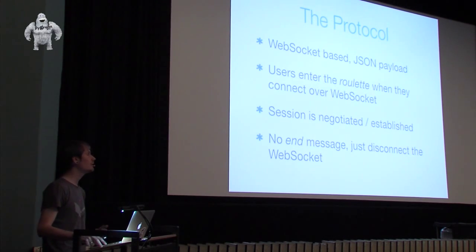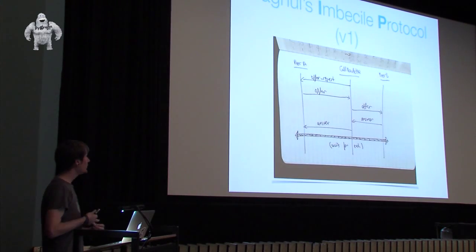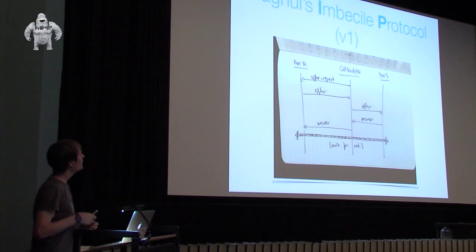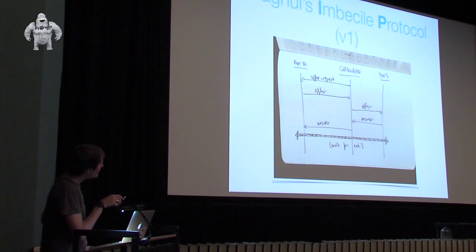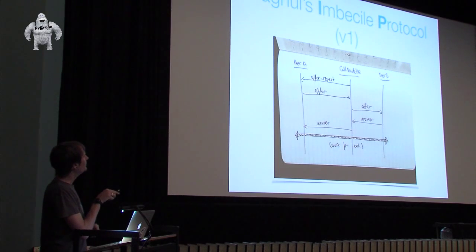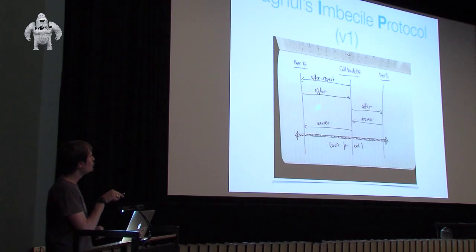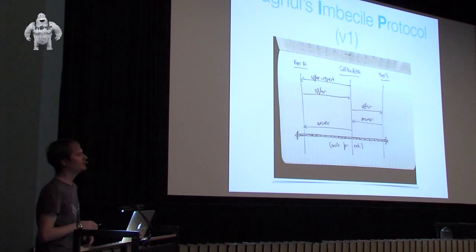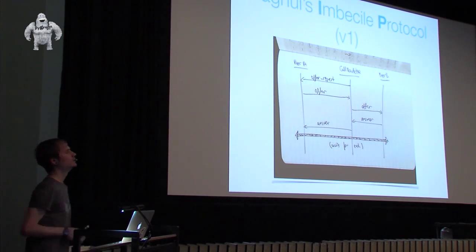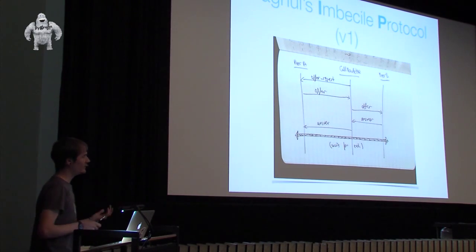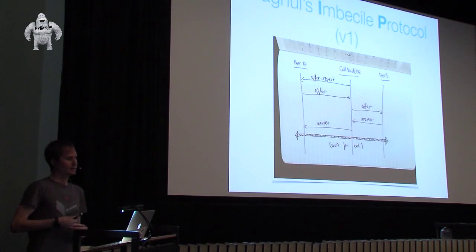The initial version of this protocol was a pun on the SIP protocol, so I called it the Zaal's imbecile protocol. It had 3 messages: an offer request, then the first peer would send an offer, which got relayed to the other peer, which replied with an answer, and then the answer got relayed back, and then there we go, bidirectional media, and we wait for the end.